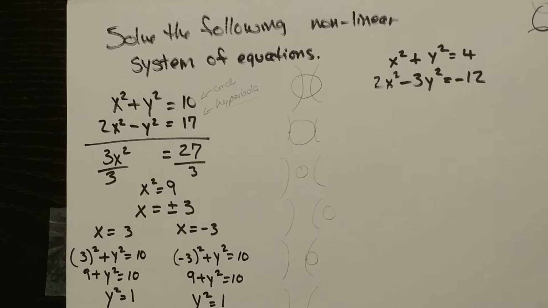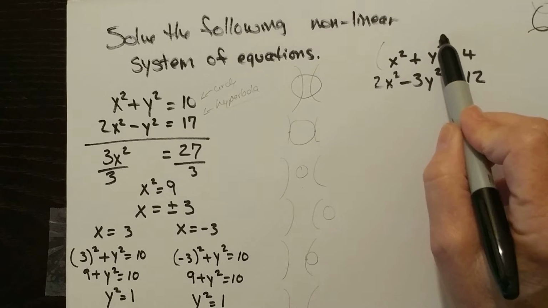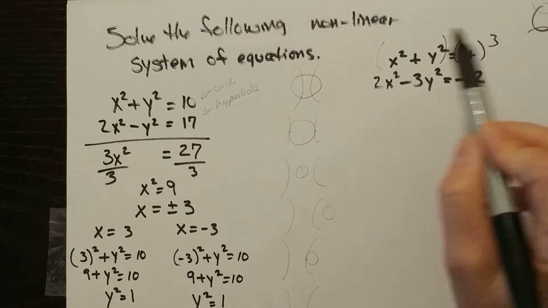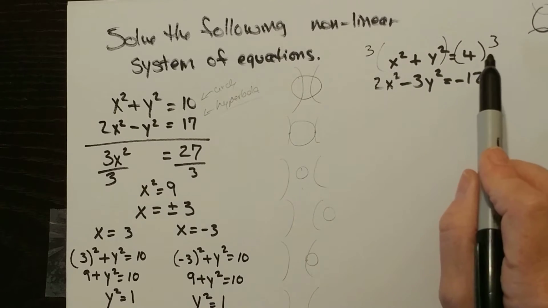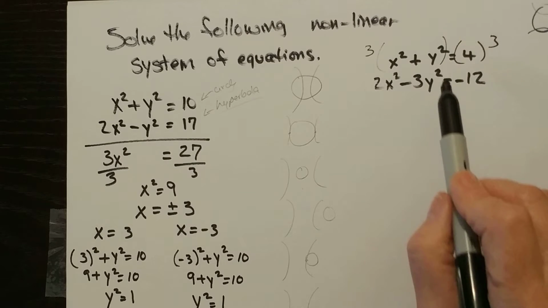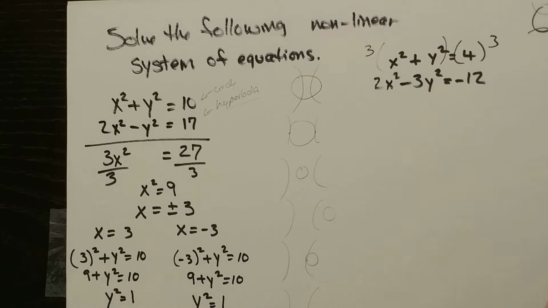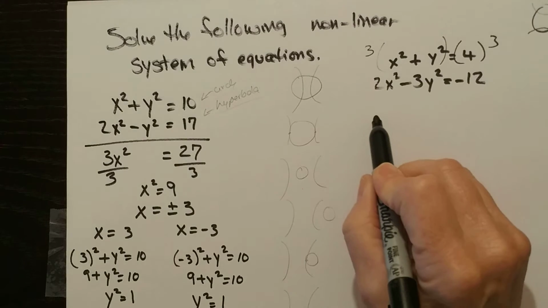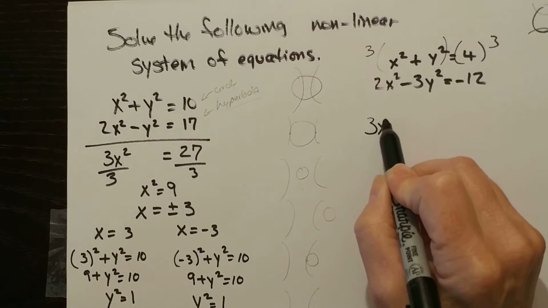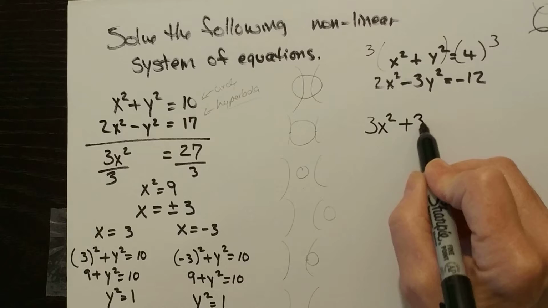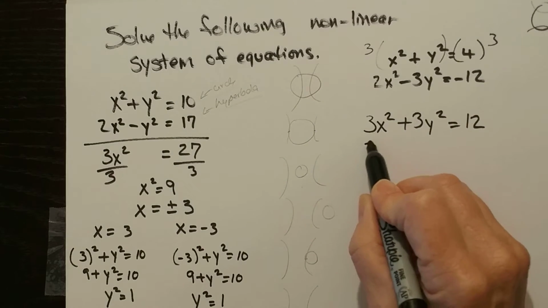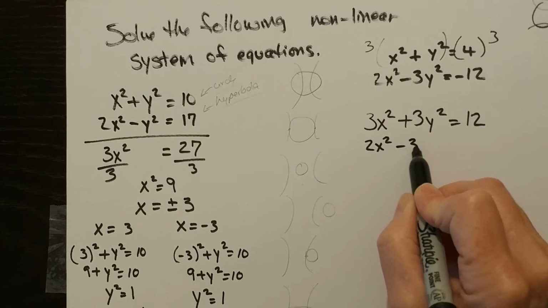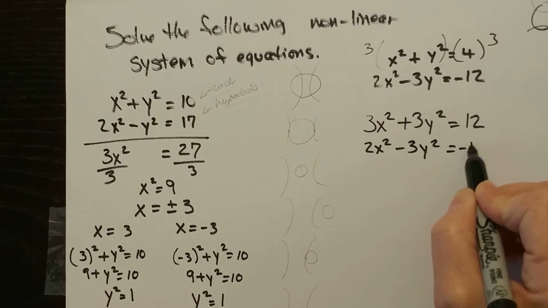I'm going to choose to get rid of the y's because it seems a very easy thing to do to multiply the top equation by a 3. And if I do that, I'll have 3x squared plus 3y squared equals 12. And I'll have 3y squared minus 3y squared is 0. So that's what I'm going to do. So I have 3x squared plus 3y squared is equal to 12. That's the first equation. I just copied down the second equation. 2x squared minus 3y squared is negative 12.